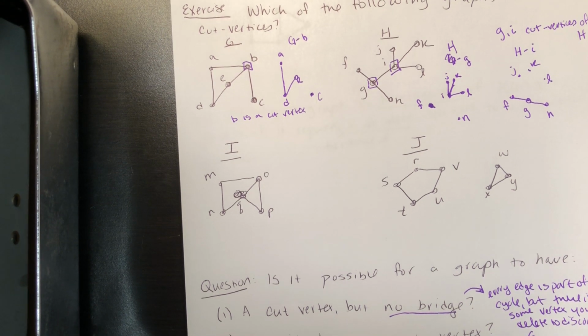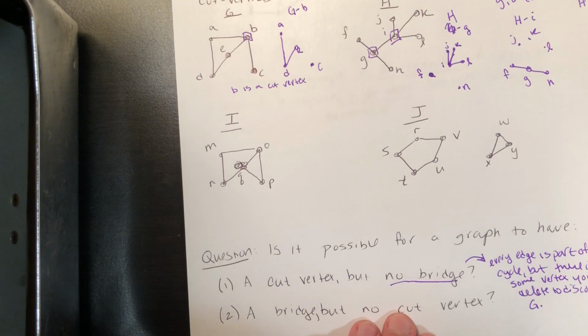Okay, so I'll let you try to think about that and come up with an example. In the second case, is it possible to have a graph with a bridge but no cut vertex? And I will say that the sort of silly answer is technically yes.